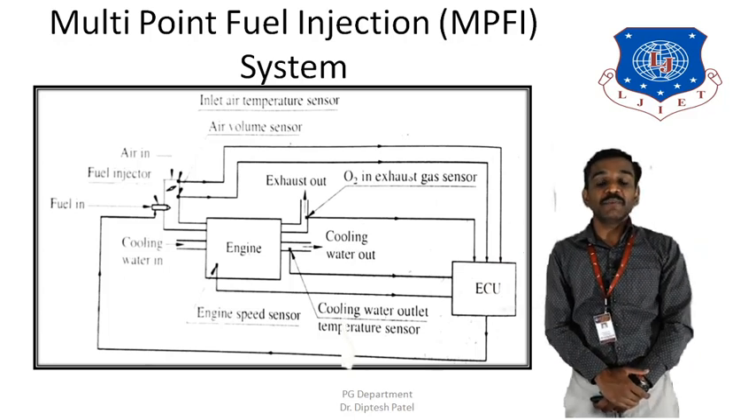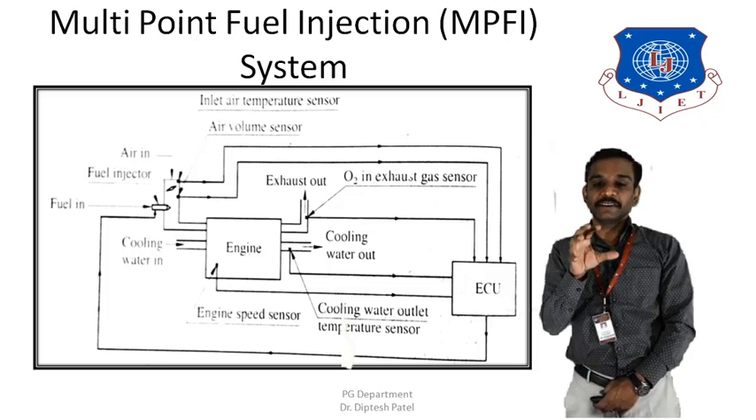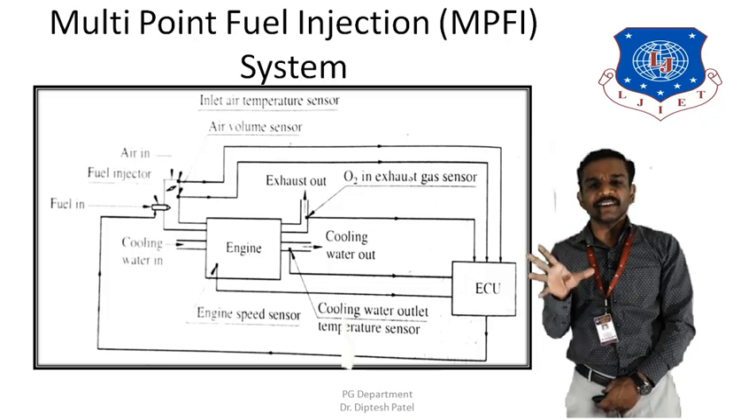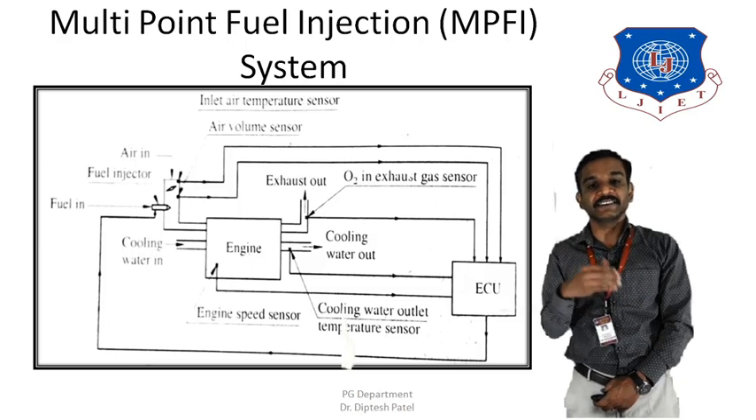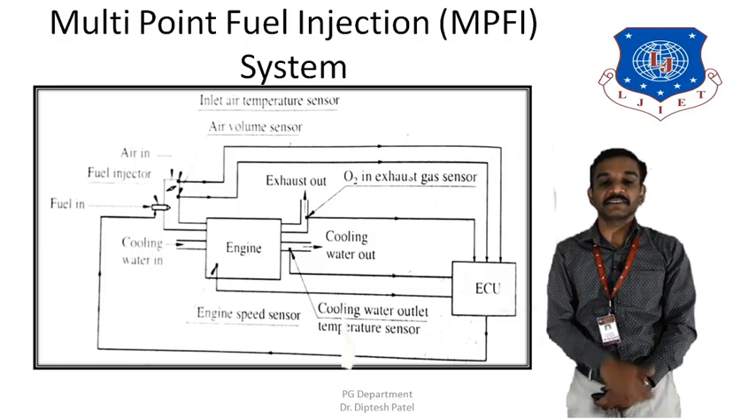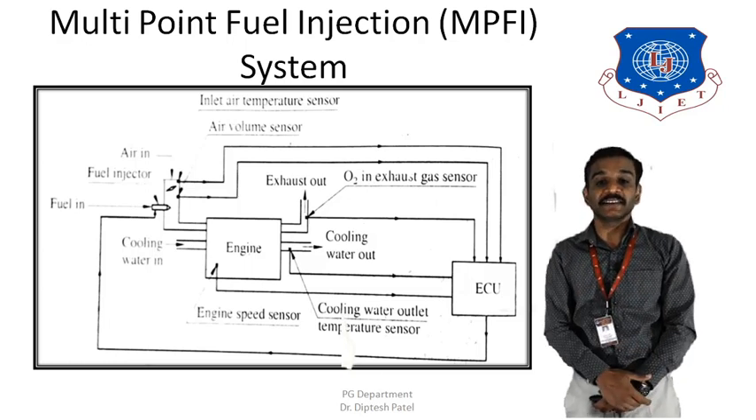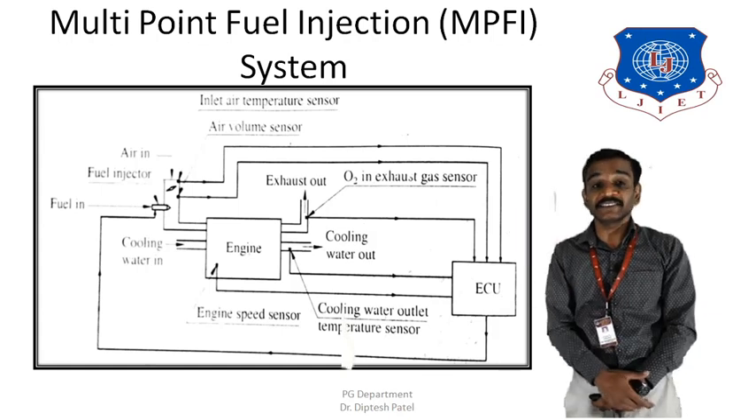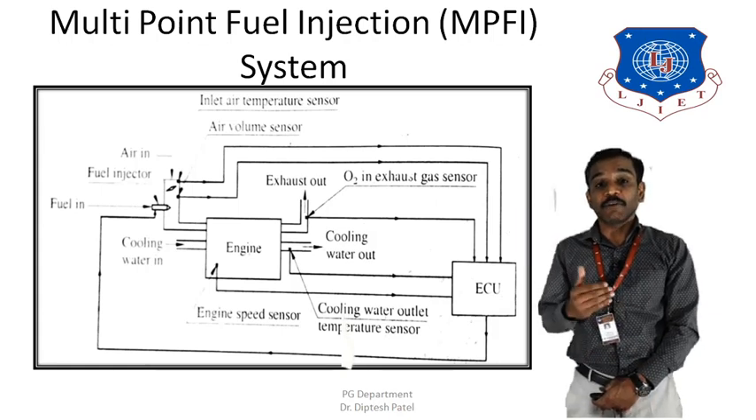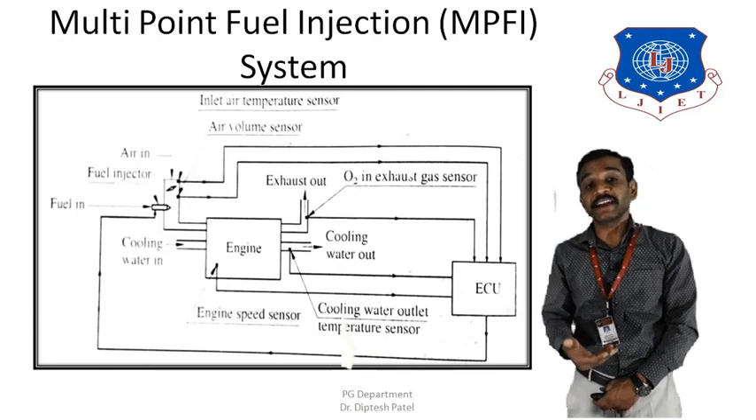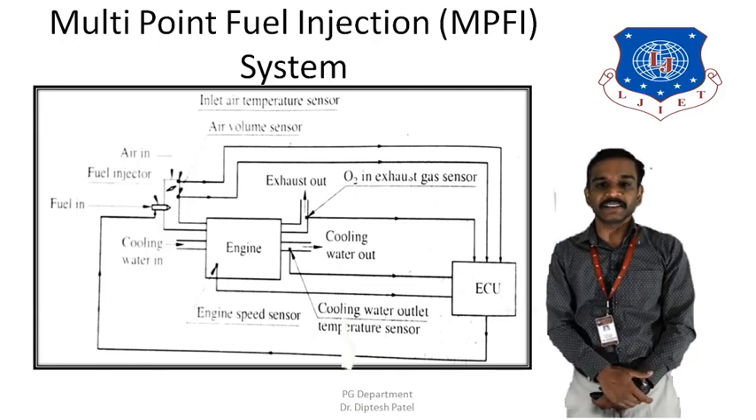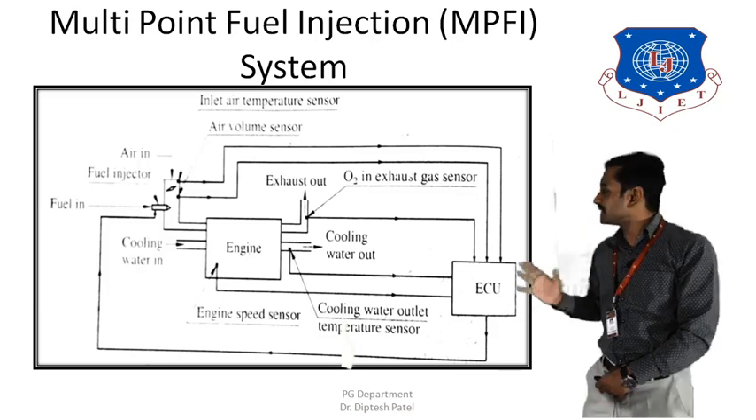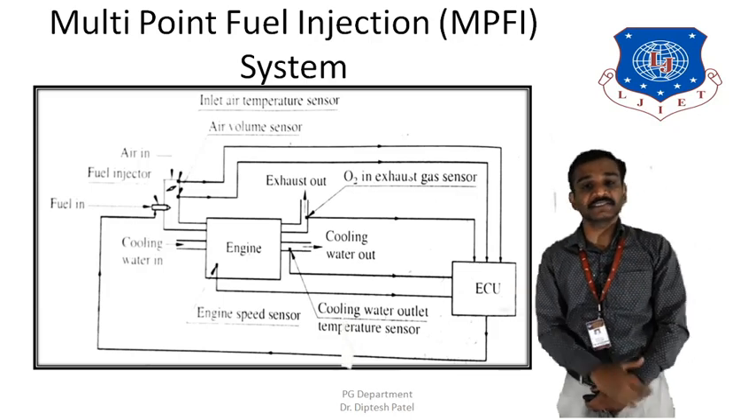Now the ECU works on the data input of various sensors, such as the cooling water temperature sensor, the engine speed sensor, then the exhaust gas temperature sensor, or even the amount of oxygen remaining in the exhaust gas, which can also be sensed. Then it has the air volume sensor and the inlet air temperature sensor as well. So approximately 6 to 7 different sensors are used.